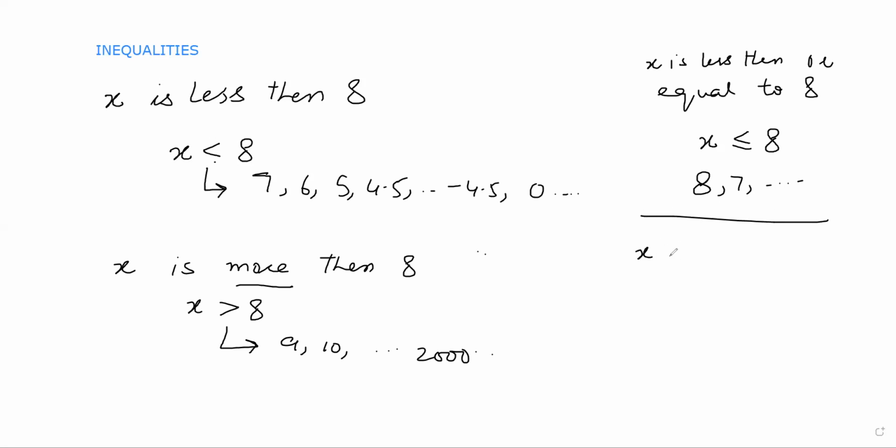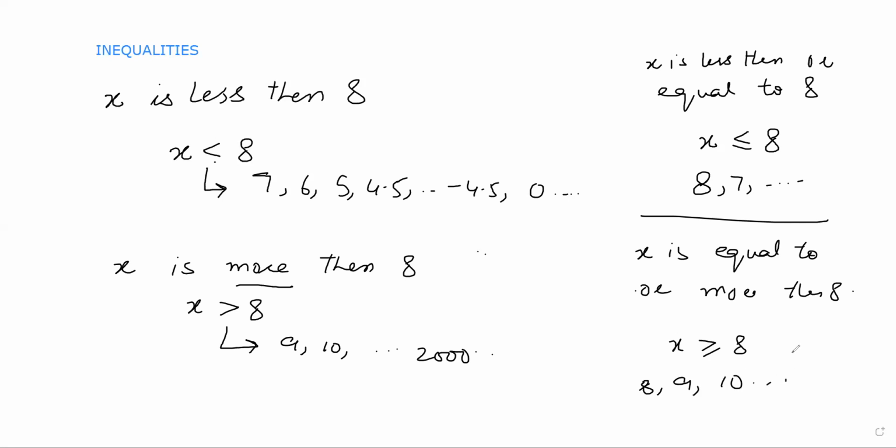If it is written x is equal to or more than 8, it means x is greater than or equal to 8, meaning 8, 9, 10. So we have these four inequalities: less than, greater than, less than or equal to, and greater than or equal to. And we know the meanings of all of these.